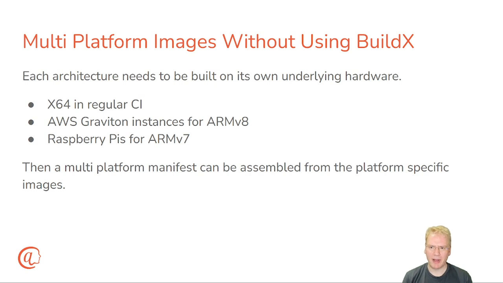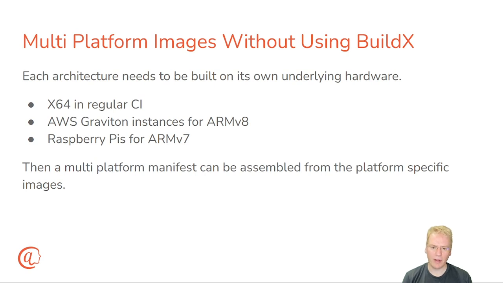So what then of building multi-platform images without using BuildX? Doing that means each architecture has to be built on its own underlying hardware. We can normally build x64 in the regular CI type of environments. And if we're not using hosted CI, there's still plenty of choice of places to find x86 64-bit hardware out there. Things like AWS Graviton instances can be used for building the ARMv8. And for ARMv7, Raspberry Pis tend to be the reason for doing it, and hence they become a good place to actually do the building as well. There are hosts like Mythic Beasts that have Raspberry Pis as a service. So those can be used in a similar kind of way to any kind of infrastructure as a service in the mainstream cloud.